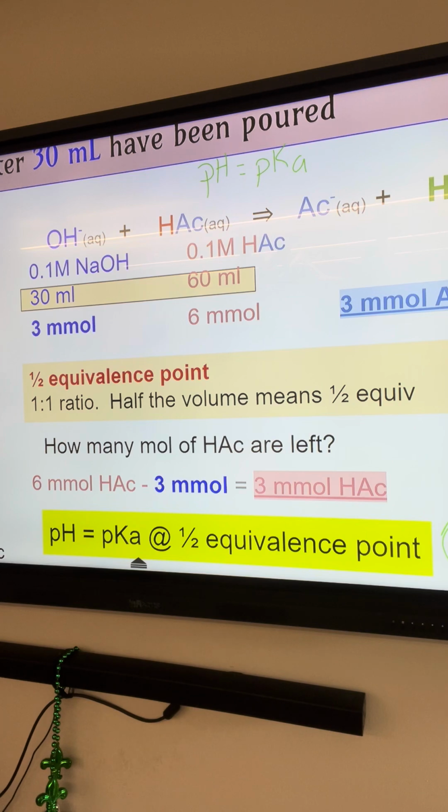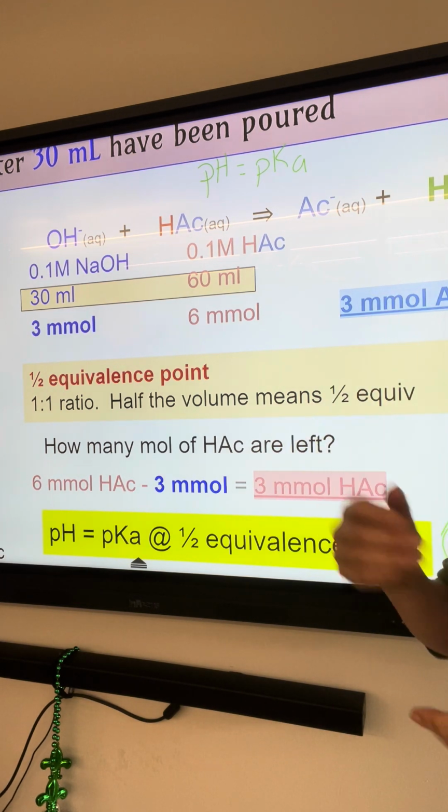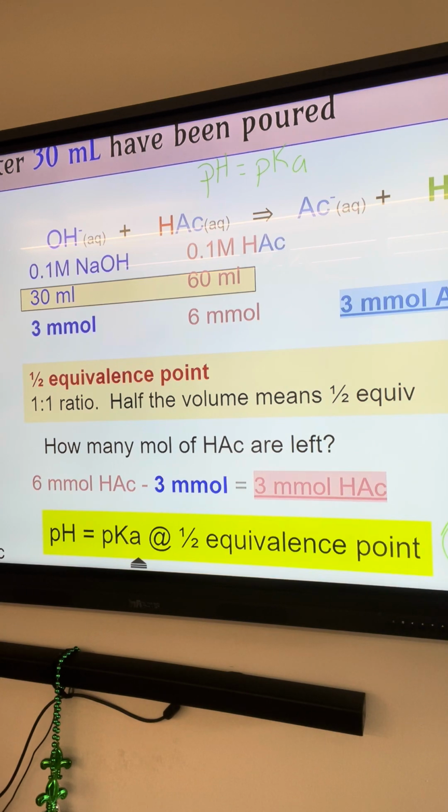Is that always the same, like the 1.8 times 10 to the negative 5? That's the Ka for acetic acid. Oh, so it changes? It changes depending on what acid you are using. Are you gonna give it to us? Yes, that has to be given.